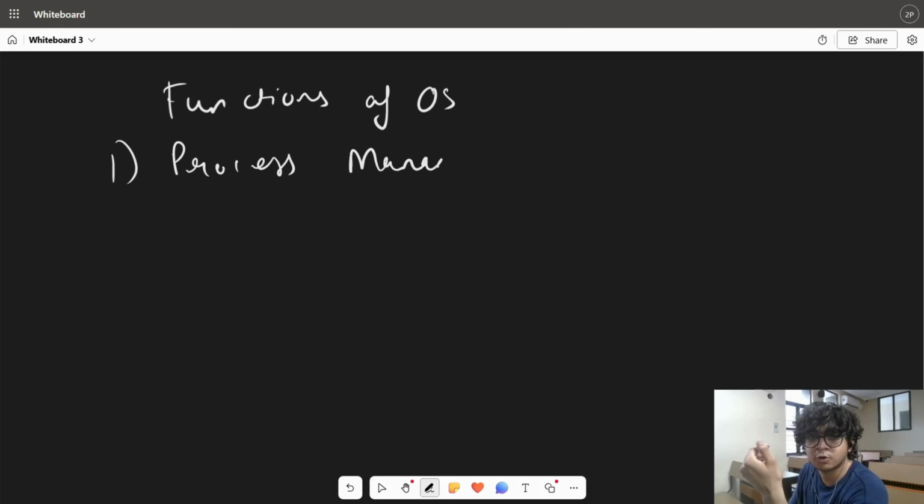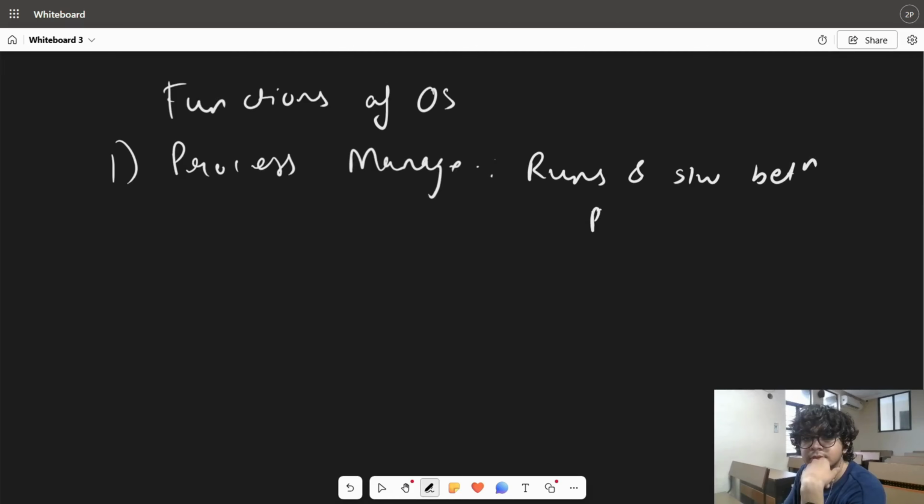So I hope it's clear why we need process management. It runs and switches between programs. We'll clear the difference between program and process in a while, but right now just get the basic idea, the overview of all the functions of OS.